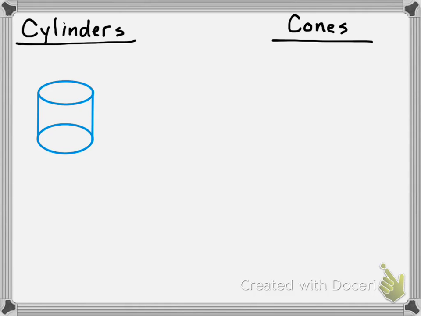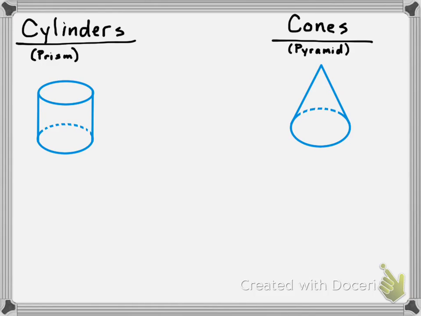And then a cone is basically a pyramid, except the base of a pyramid, again, has to be a polygon, and circles aren't polygons. So we have cylinders and cones as well, which, like I said, basically are prisms and pyramids. It's just that they have circles for their bases. So we're going to find the number of bases, faces, edges, and vertices for each of these as well.